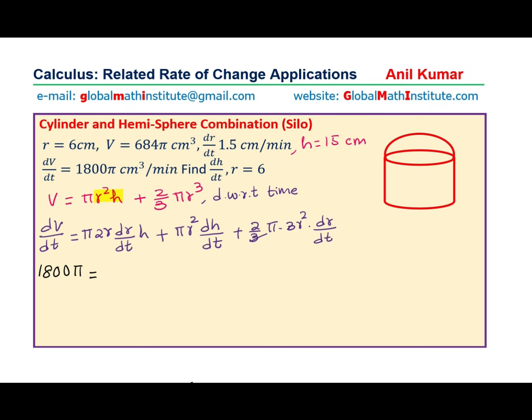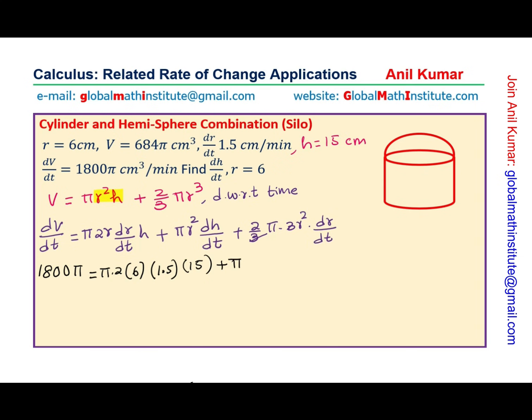1800 pi equals pi times 2 times r of 6. dr/dt is 1.5 times height. Height is 15, we calculated. Plus pi. Actually, we could have cancelled pi, but anyway, let me rewrite. Pi r square is 6 square.